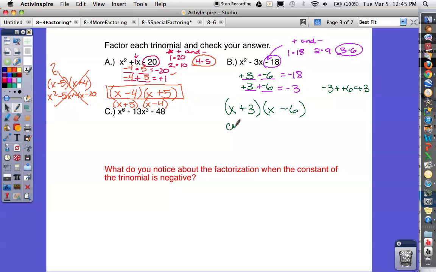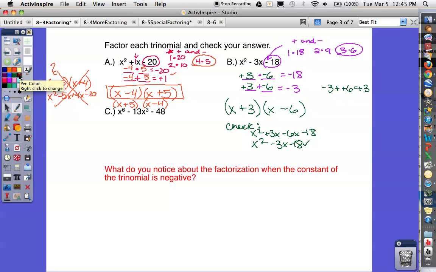Let's do our check. X times x gives me x squared plus 3x minus 6x minus 18. X squared minus 3x minus 18. Try this last one. Factors of negative 48. Pause the video, try this one, and then we will move on.